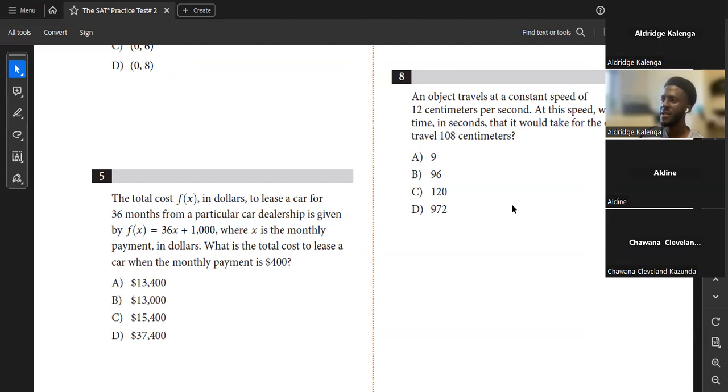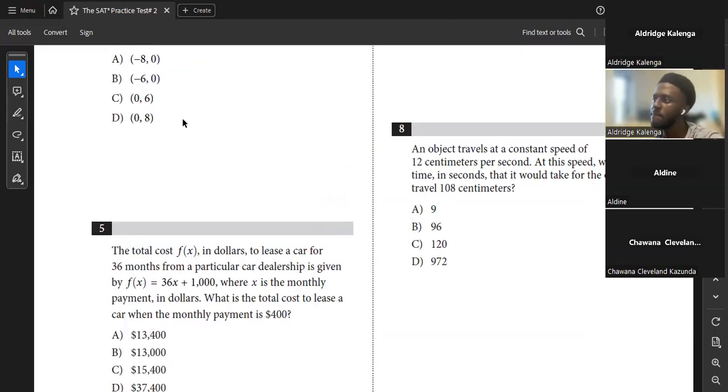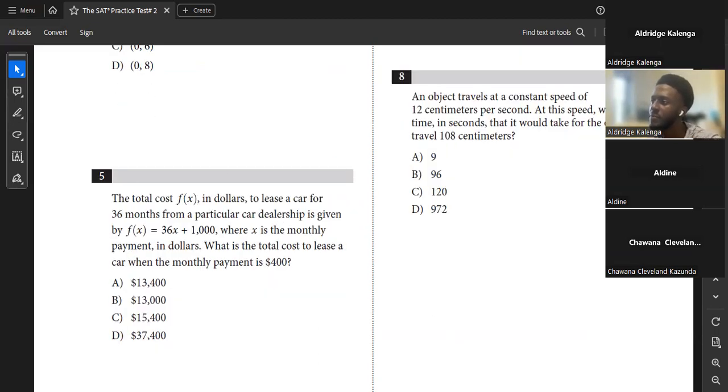You wanna explain why you found that? My reasoning for why it's 9 is because it says that every second the object travels 12 centimeters. So for 108, basically you just have to divide 108 by 12 to find how many seconds the object traveled. That is correct, right?